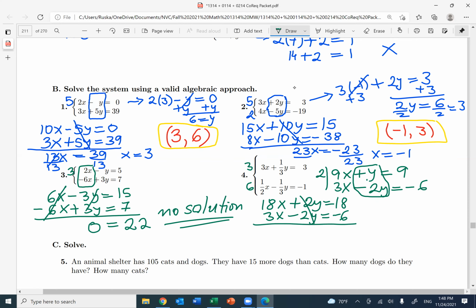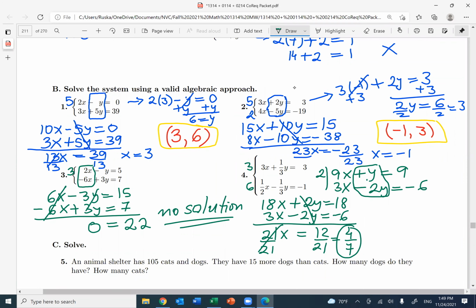And when I add those, y cancels, so I have 21x equals 12, right? And then I'm going to divide by 21. And the answer is going to be a fraction. So can you reduce that? You can divide by 3. So it's going to be 4 over 7. So that's my x. And then you can plug it in one of the equations. And in this case, you have to work with fractions to solve it.